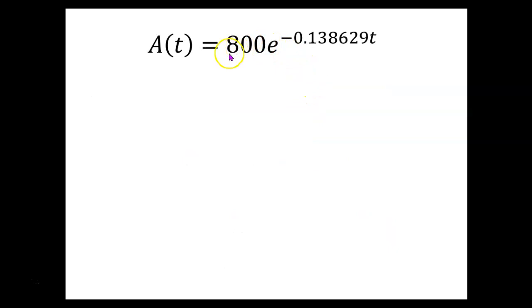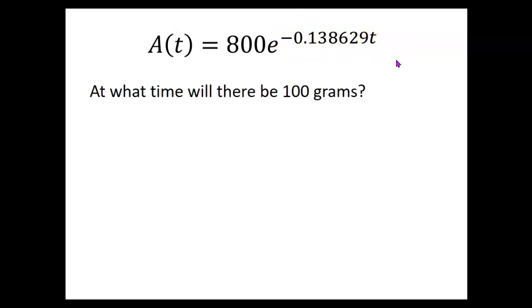So now our formula for the amount after t number of years is 800 times e to the negative 0.138629 t. Now for the question, at what time will there be 100 grams? What is t so that the amount after t number of years is equal to 100? So set the formula for A of t equal to 100 and then solve for t.